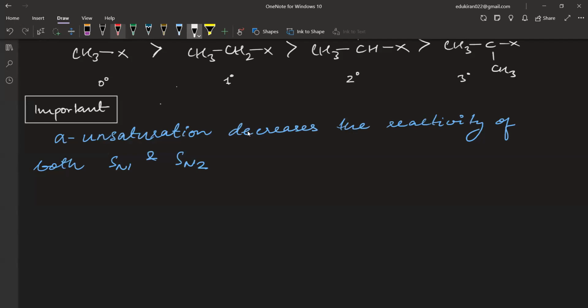Alpha unsaturation means when the carbon which is having the X bond is further bonded to a double bond carbon. So if you have something like this, it is known as alpha unsaturation. When the carbon that is bonded to X, the alpha carbon, has a double bond.